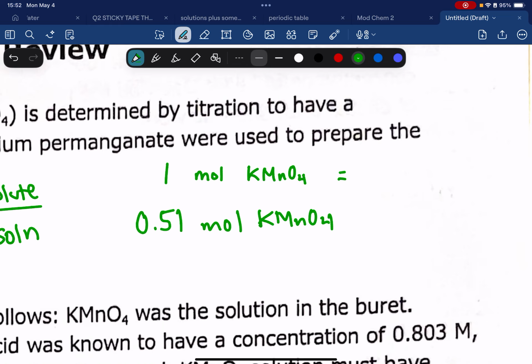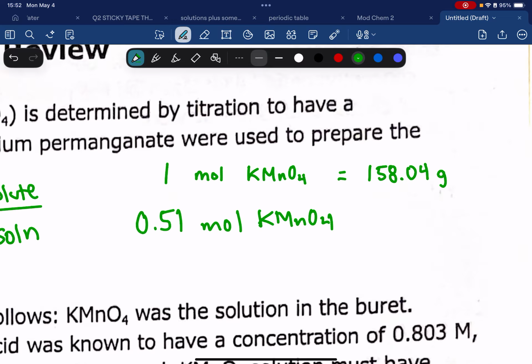1 mole of potassium has a mass of 39.1 grams. To that, I will add 1 mole of manganese, which is 54.94. And then to that, I'm going to add 4 moles of oxygen atoms, which will be 64 grams. That's 16 times 4. So 39, 54, and 64 added up, I get 158.04. And that is the number of grams that is equal to 1 mole.